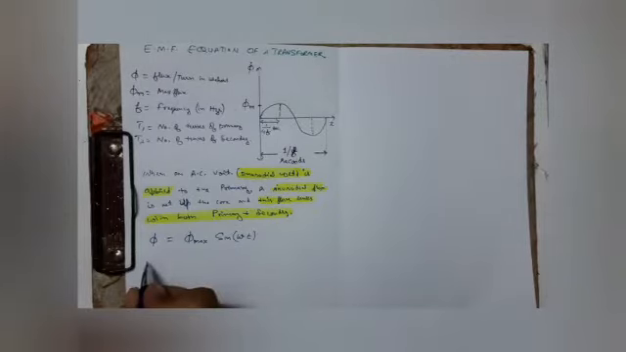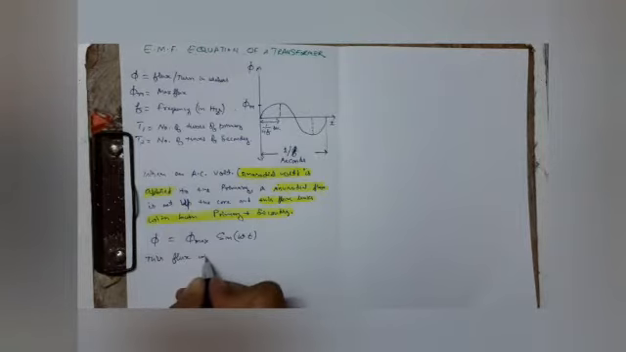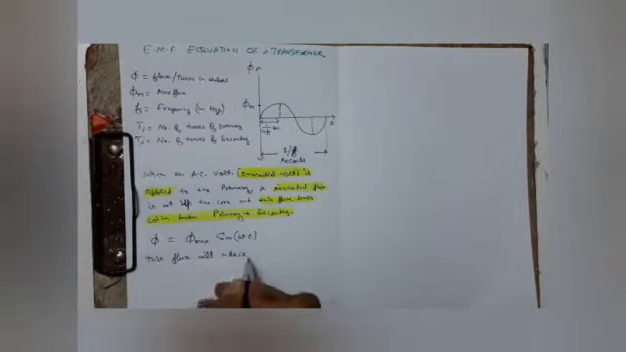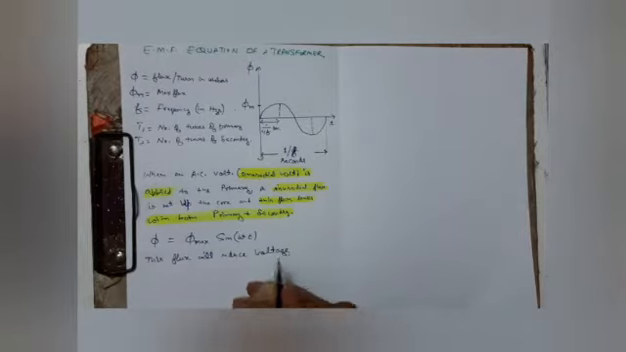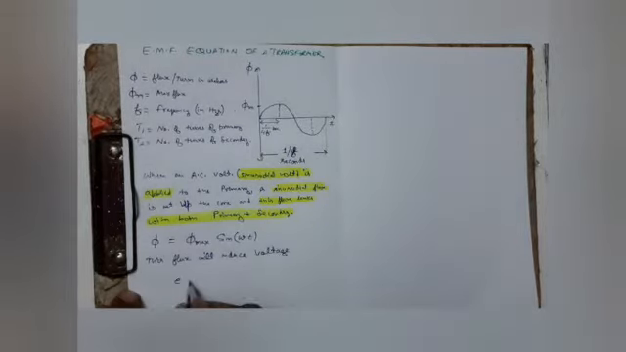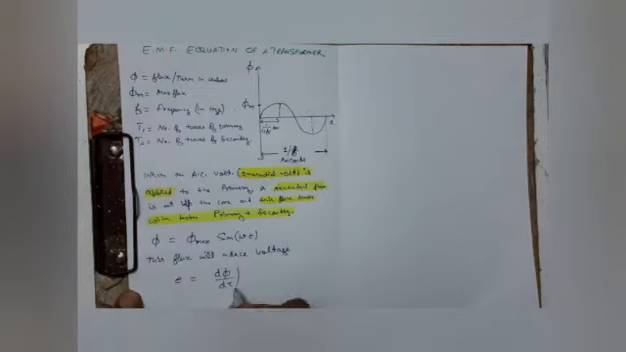Now this flux will set up some voltage. And that voltage will be given by Faraday's law of electromagnetic induction, that will be E is equal to d phi by dt into number of turns. Now as we know, the direction of this induced voltage will be opposite to the cause as per Lenz's law, so we have a minus sign to this.